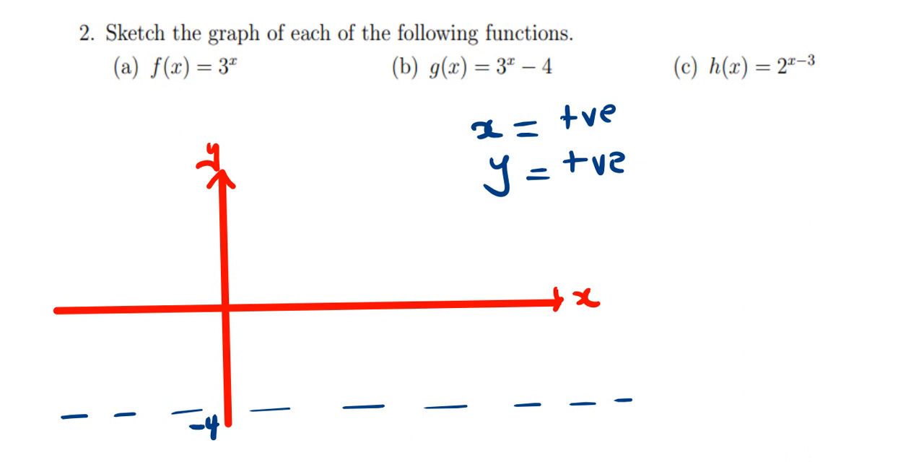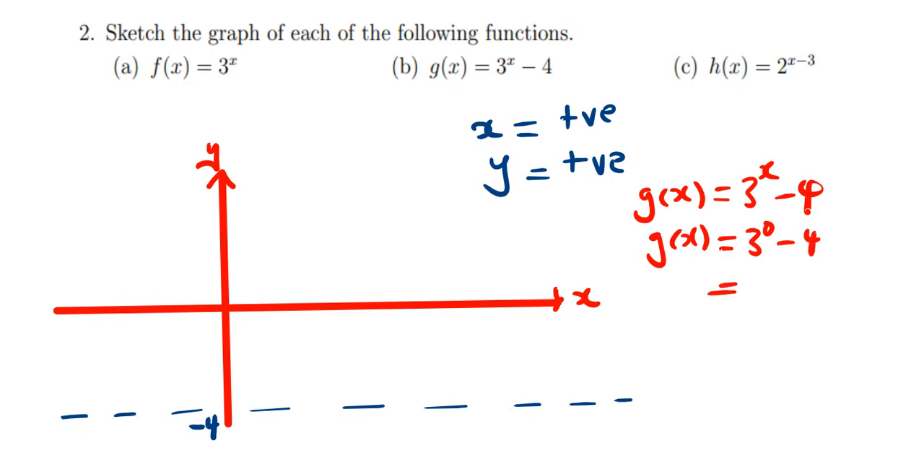Not a complicated concept. We are saying g of x is equal to 3 to the power x minus 4. Now where it is cutting the y axis, that is the y intercept, right? And on the y intercept, x is equal to what? 0. So g of x, or just y, equals 3 to the power 0 minus 4.